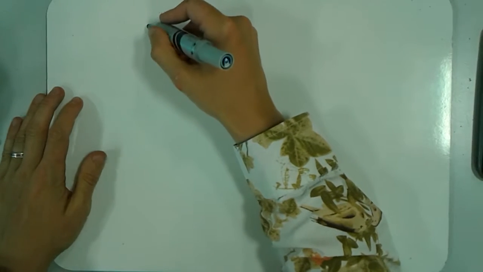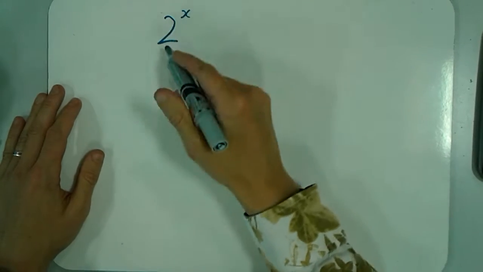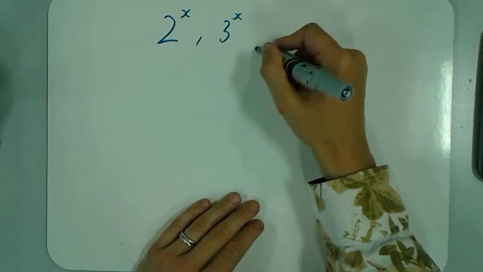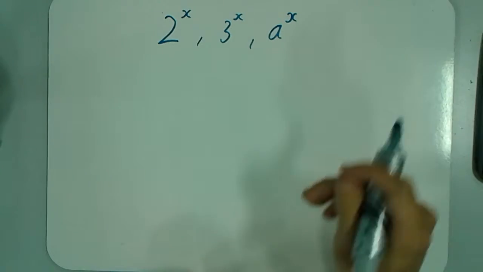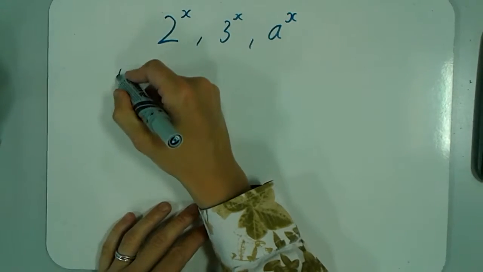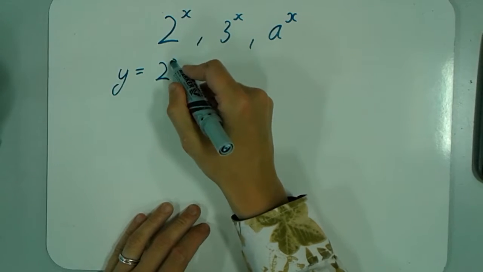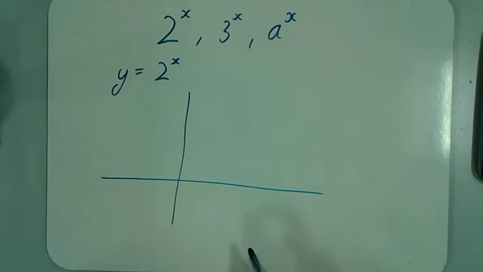Let's consider exponential functions. An exponential is anything which has the form 2 to the x or 3 to the x. In general, a number, a constant, to the power of x. So let's see what these graphs look like. y equals 2 to the x. Let's just think about how we would plot those.